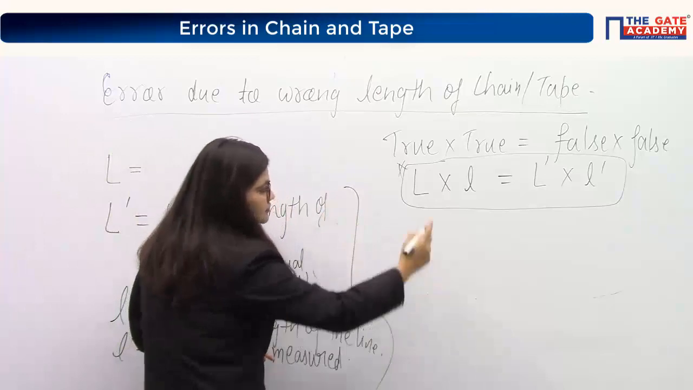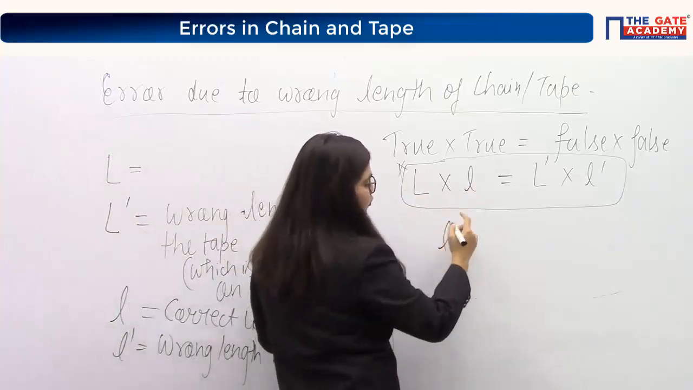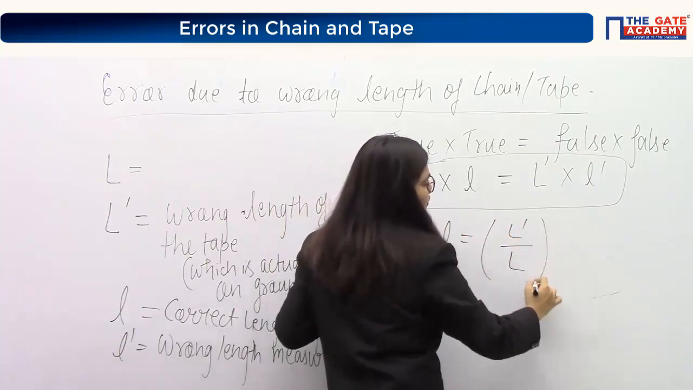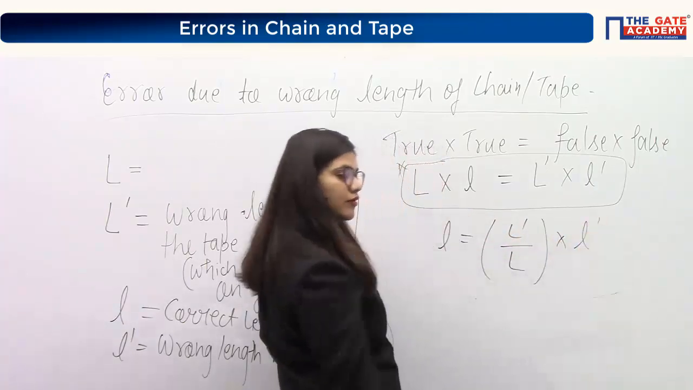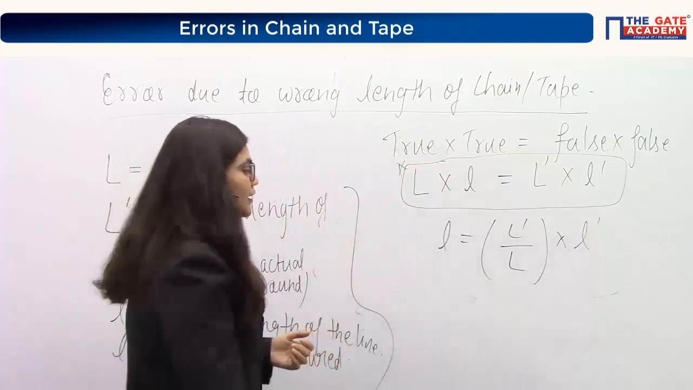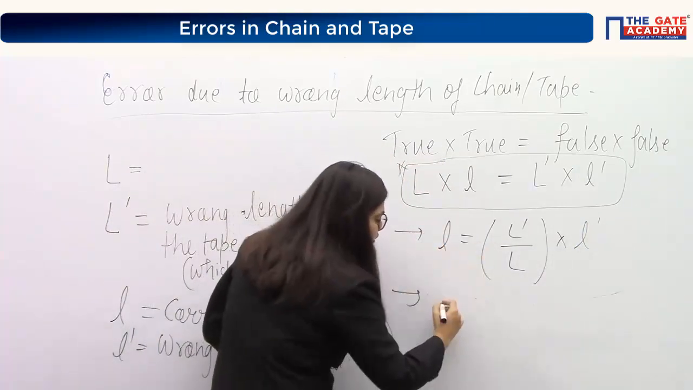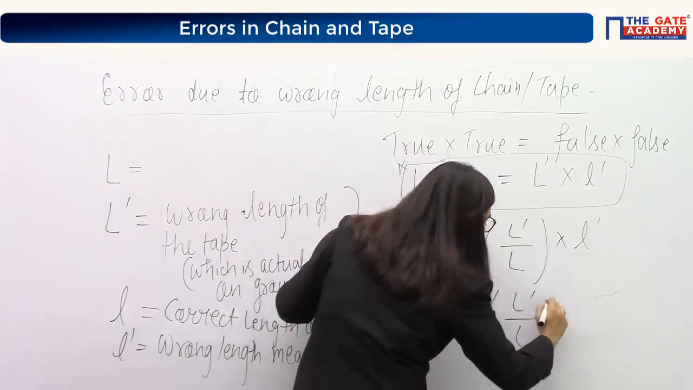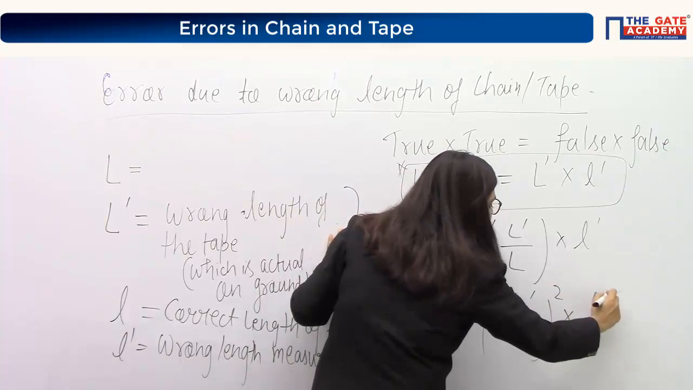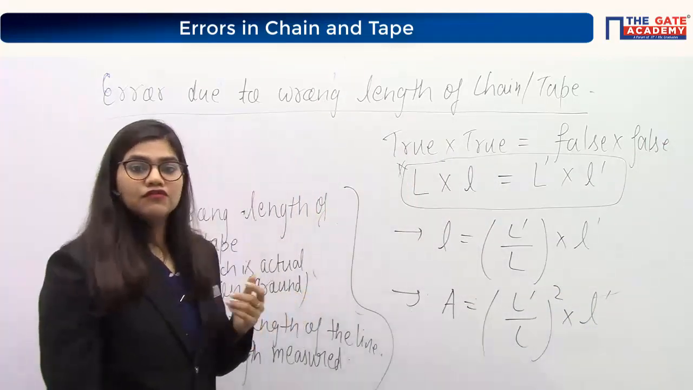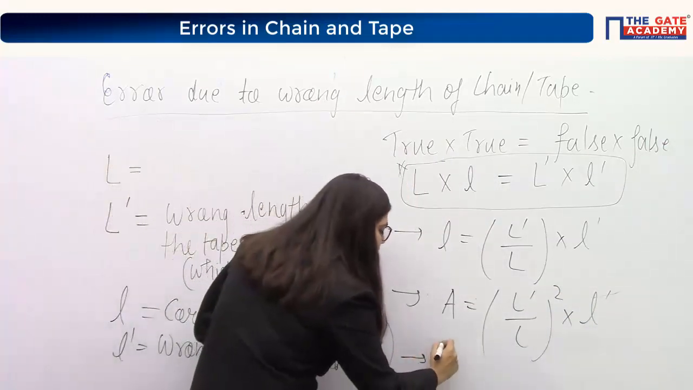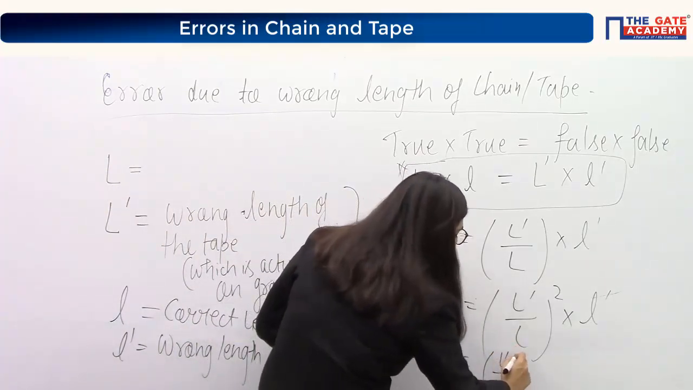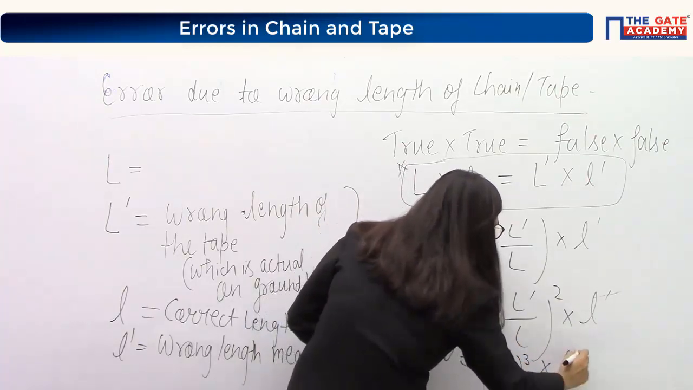Tell me one thing. This is your correct length that you want. The formula for that will become nothing but L dash by L into small l dash. If I want the correct area, then what will be the formula? Nothing but L dash by L square into L dash. If I want the volume, then it will be L dash by L whole cube into L dash.